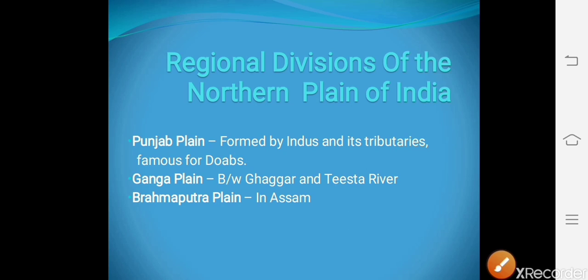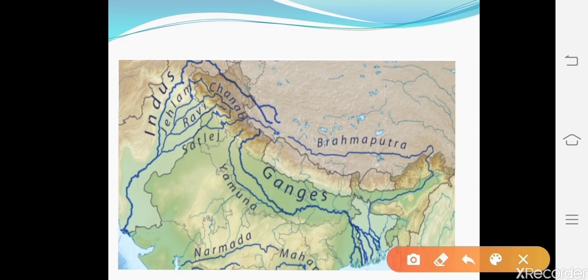Northern plains are divided into three sections, that is Punjab Plains, Ganga Plains, and Brahmaputra Plain. Now, Punjab Plain, the westernmost part, is made up of deposition brought by Indus and its tributaries, that is Jhelum, Chenab, Ravi, Beas, and Satluj. Larger part of this plain lies in Pakistan.